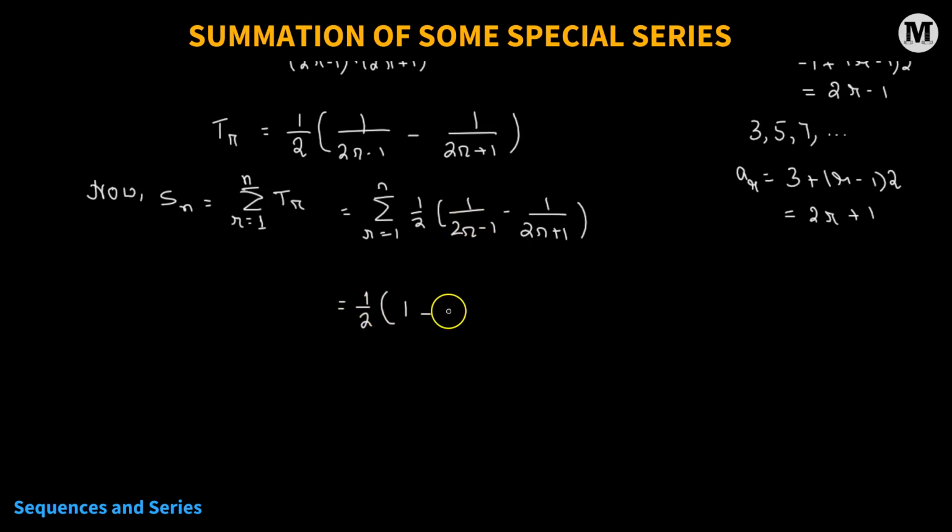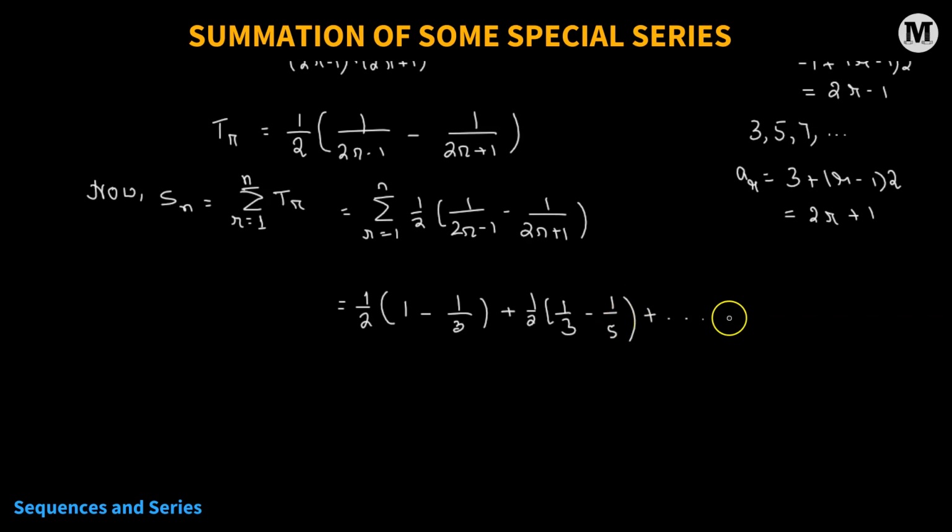So we have 1 minus 1 over 3. Then we have the next term given by half multiplied to, we'll replace r value with 2 such that we get 1 over 3 minus 1 over, so 2 times 2, that's 4, 4 plus 1, that's going to be 5.